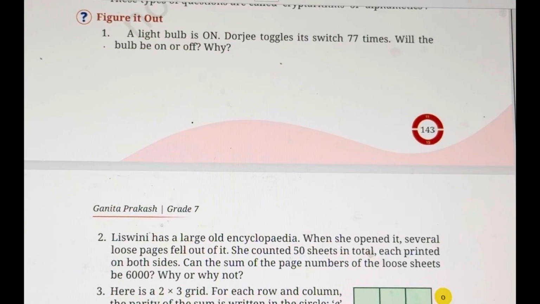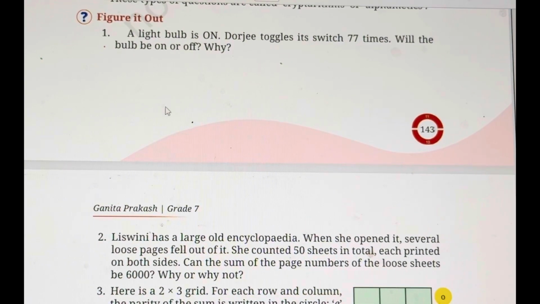In this video, we are going to continue with chapter number 6, Number Play, of grade 7 mathematics of the new NCERT textbook Ganit Prakash. And we are going to discuss the Figure It Out exercise, which is the last exercise of this chapter, in this video. So let us see question number 1.